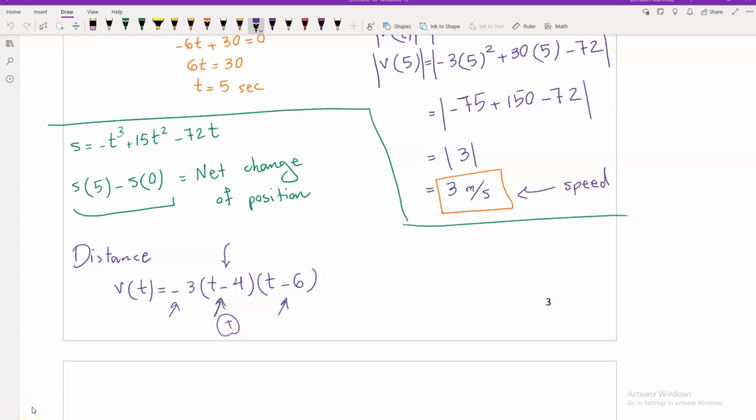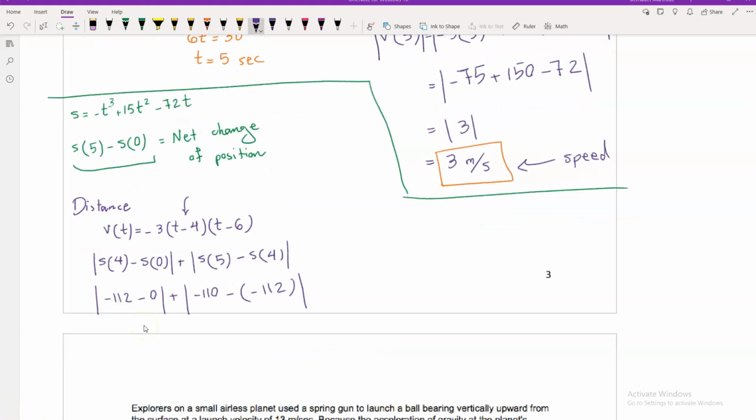So what we want is the net change from t equals 0 to t equals 4. That would be s of 4 minus s of 0. So we want this distance, which is inside absolute value, plus the absolute value of s of 5 minus s of 4. In other words, we want to find the sum of these two distances traveled.